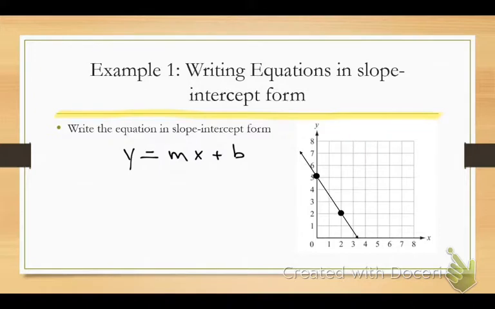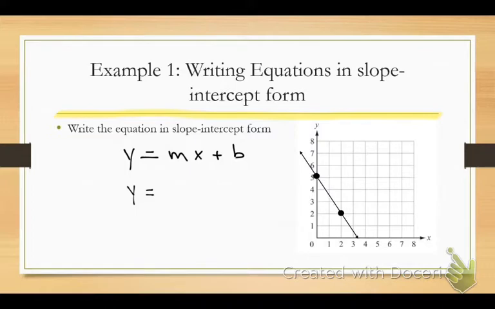Y equals mx plus b. So y and x, those are just a part of the formula. There's two things I need to use the graph to find. It's m and b. What does m stand for again? Slope. And what does b stand for? Y-intercept. Slope and y-intercept. So y equals, could I use the graph to find slope? Yes, I can count rise over run from left to right.